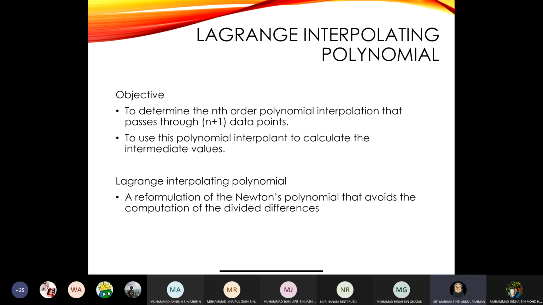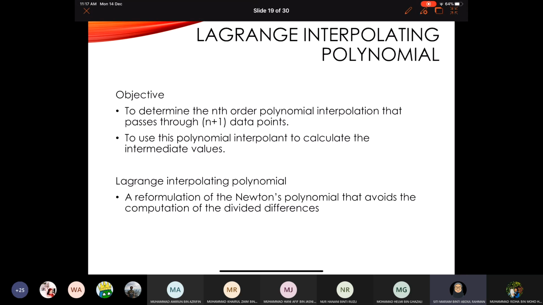And then the last method that we're going to look at is Lagrange. So Lagrange interpolating polynomial sama juga. We want to get the nth order polynomial interpolation that passes through n plus 1 data points. So kalau kita ada 5 je data point, so yang paling tinggi kita boleh buat is fourth order interpolation. Sebab kita perlukan 5 point tu. And then we want to use the data points to calculate intermediate value.